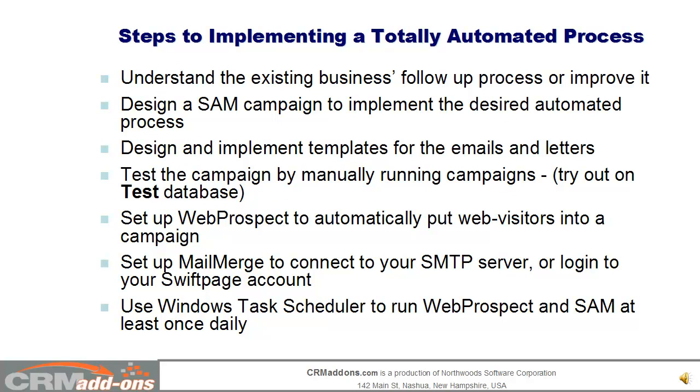Here are the steps towards implementing a totally automated process. The first thing you have to do is understand the existing business's follow-up process, or what business process we can use to improve that. Then design an automated campaign to implement the desired steps. And then design and implement correspondence templates for the emails and the letters. And test the campaign by manually running the campaigns first. Try it out on a test database. And if you're getting leads from the web, set up Web Prospect to automatically put the web visitors into a first campaign. And if you're sending out emails, set up Mail Merge to connect to your SMTP server or to send it by your Swift page account. Finally, when everything is working, you can use the Windows Task Scheduler to run everything automatically, at least once a day.